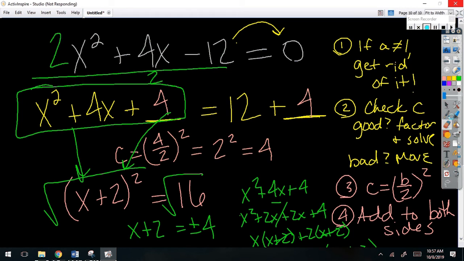So remember where we were saying, what would I need to put in the blank to make this a perfect square trinomial? Well, on this side, to make that a perfect square trinomial, I would need it to be 4. So because it's an equation that needs to stay balanced, I put it on both sides.